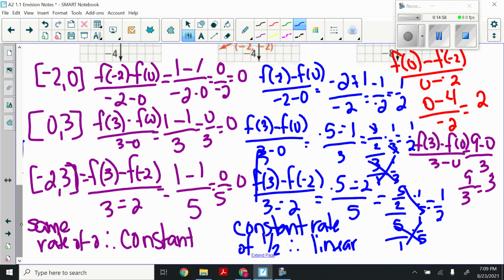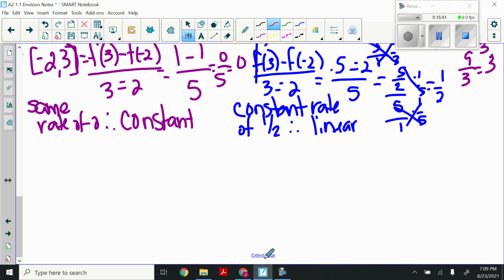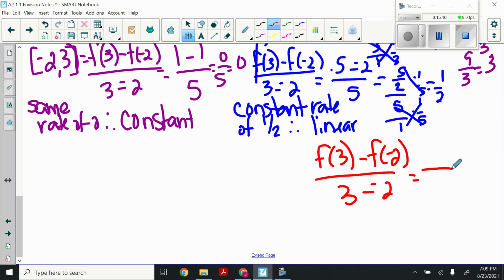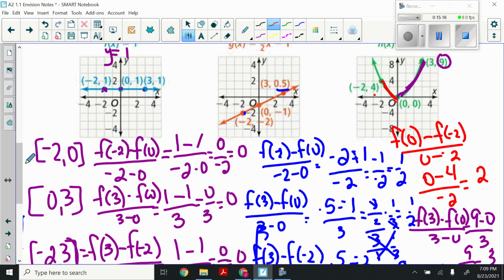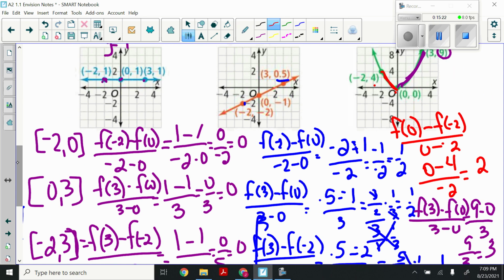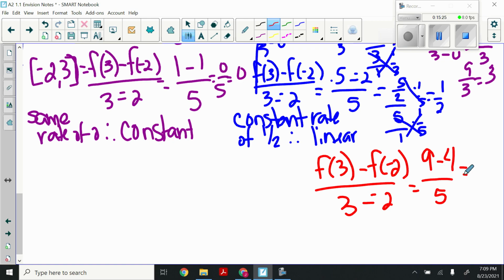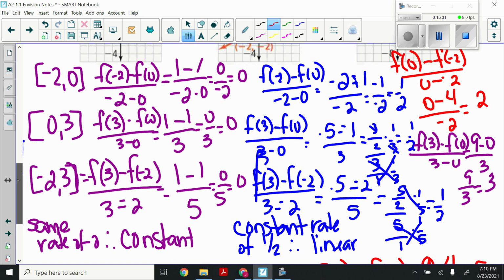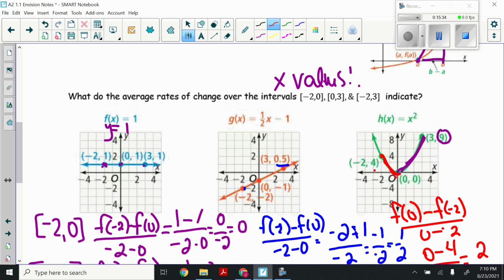So now we're going to look at our last interval from -2 to 3. Let me switch colors here. So let me get a little bit more room. So I'm going to do f of 3 minus f of negative 2 over 3 minus negative 2. I know on the bottom 3 minus negative 2 turns to 5. So I'm going to look at my parabola. When x is 3, my y is still 9. Minus, now when x is negative 2, my y was 4. So on top, 9 minus 4 is 5. 5 divided by 5 is 1. So that tells me that from negative 2 to 3, this part of my parabola has an average rate of change or an average slope of a positive 1.